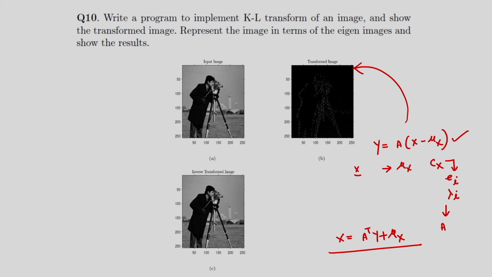So if I consider all the eigenvalues and the eigenvectors in the transformation matrix, then in this case the perfect reconstruction is possible. But if I consider only some eigenvectors for the transformation matrix, then the perfect reconstruction may not be possible. So this is about the image reconstruction in case of the KL transformation.